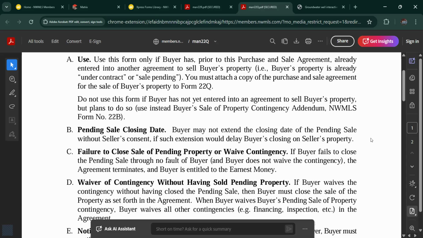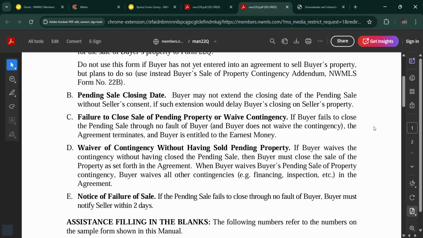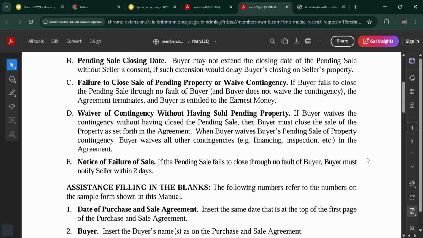All right, failure to close sale of pending property or waive contingency. If buyer fails to close the pending sale through no fault of buyer and buyer does not waive the contingency, the agreement terminates and buyer is entitled to the earnest money. So if it falls through, without them waiving it and moving forward, they've got a protection that covers them, that they get their earnest money back. They need to sell this property in order to buy the other one.